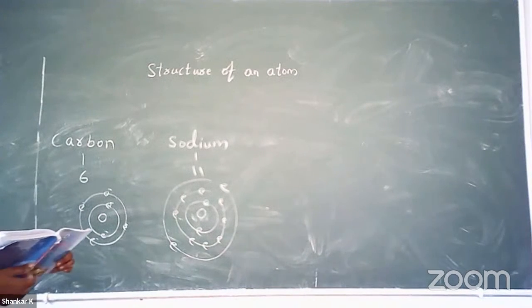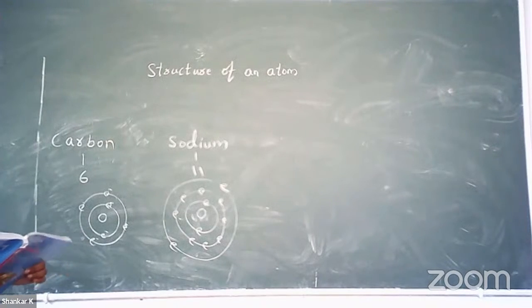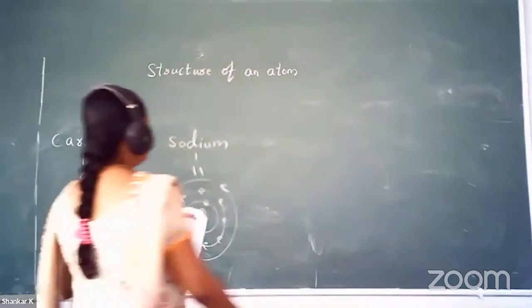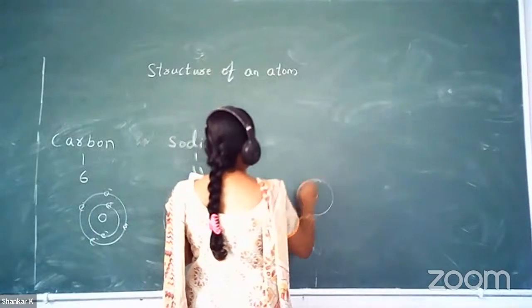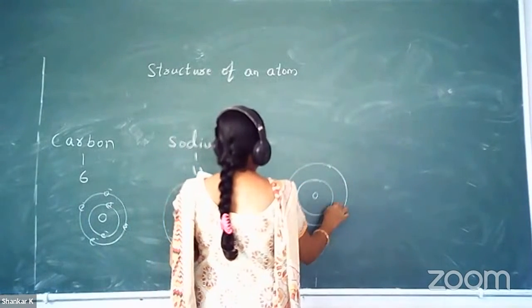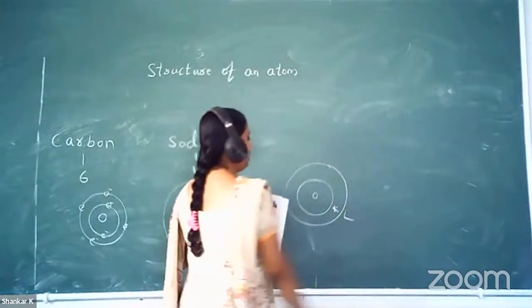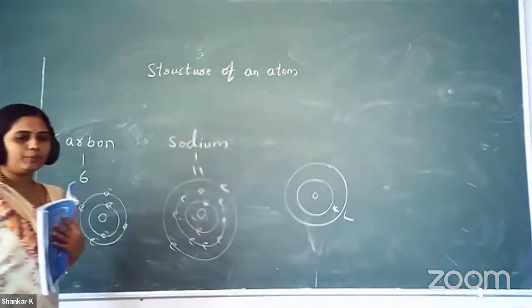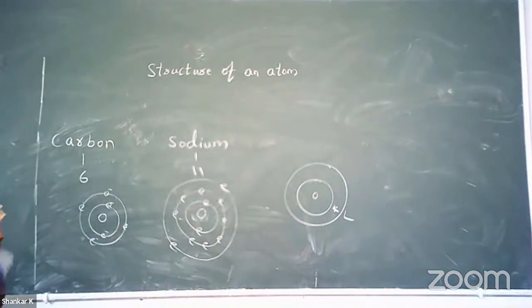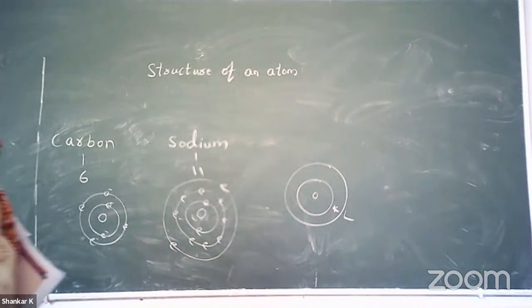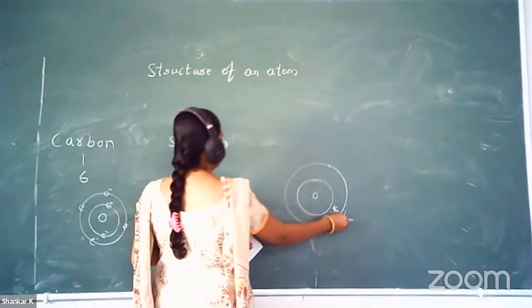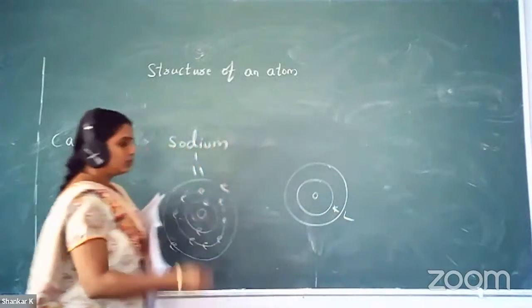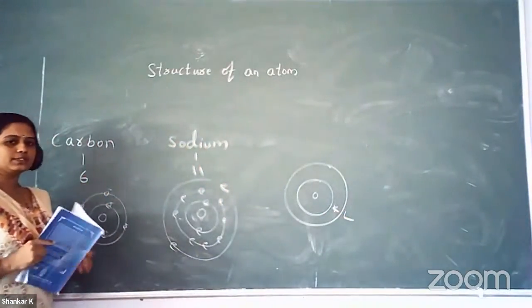If K and L cells of an atom are full, students, you know that this is a nucleus, this is a K and this is an L. If K and L cells are full, means total how many electrons will be there, students?